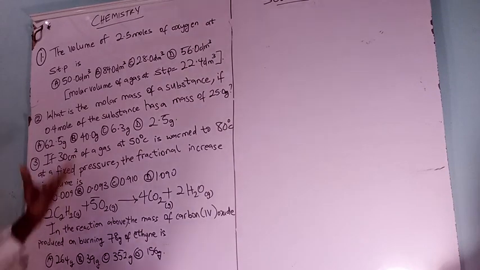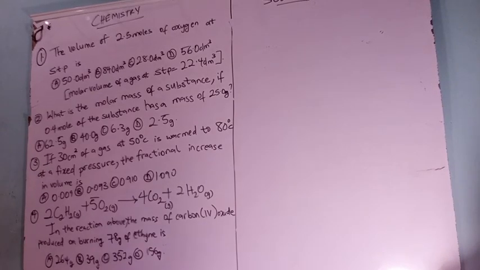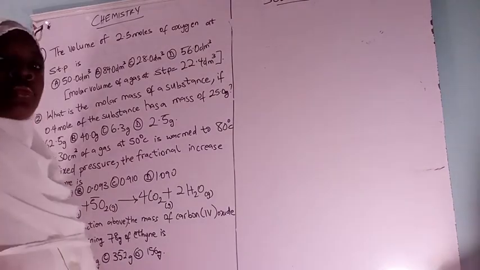Calculations in chemistry. We have questions here I want to do with today. Now, the first question: the volume of 2.5 moles of oxygen at SCP is A, 50 dm cube, B, 84 dm cube, C, 28 dm cube, D, 56 dm cube. Molar volume of a gas at SCP is 22.4 dm cube.